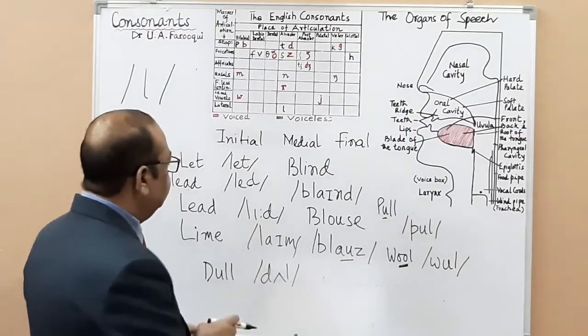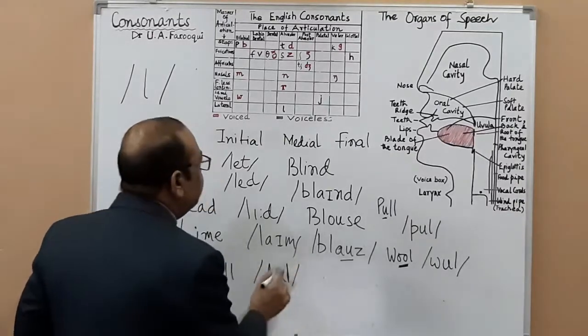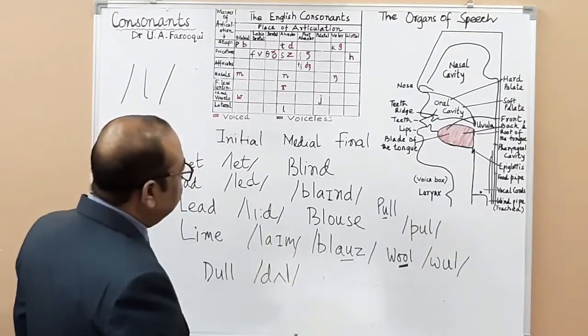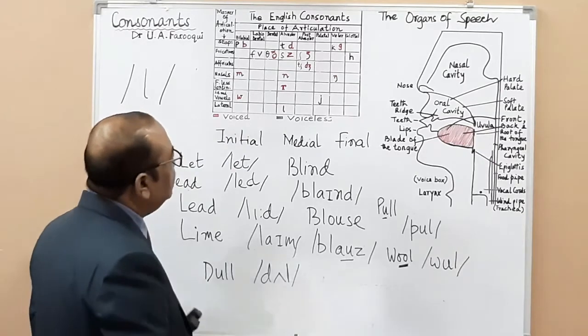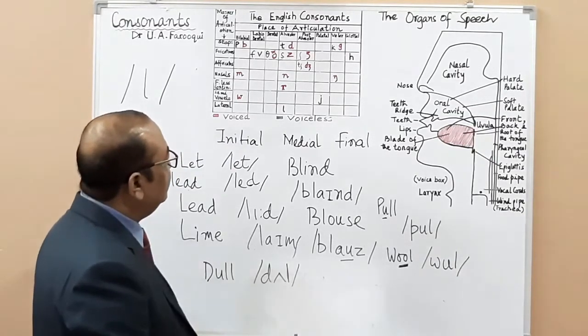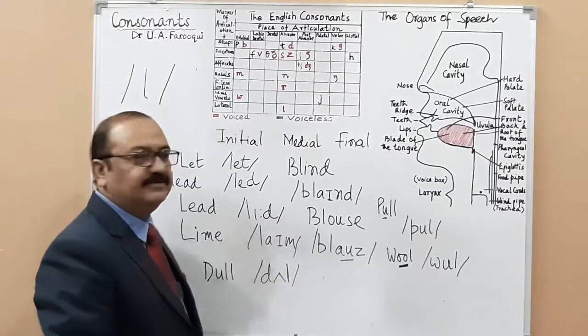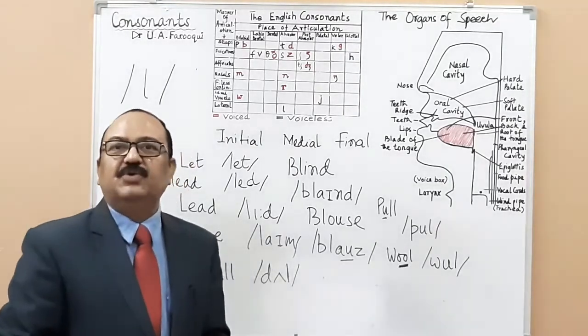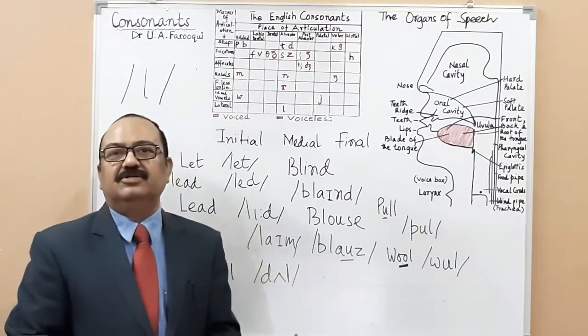So you have dull. We completed all the sounds. Yes, sir. Okay, and we have completed all three occurrences: initial, medial, and final with la. So this was a very descriptive discussion on consonants.